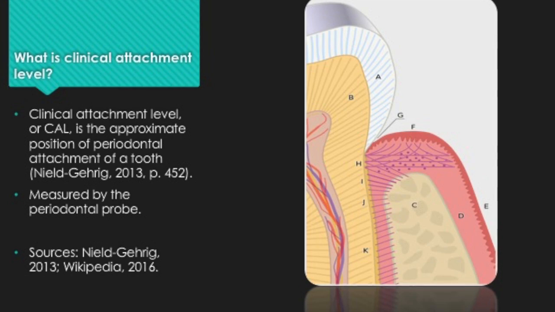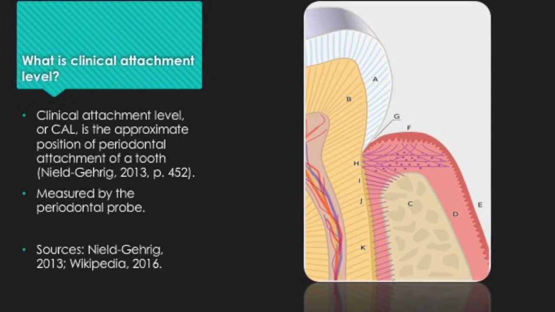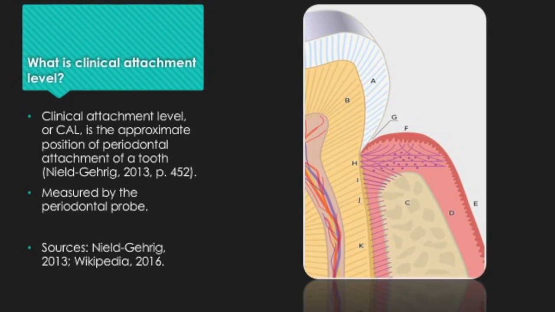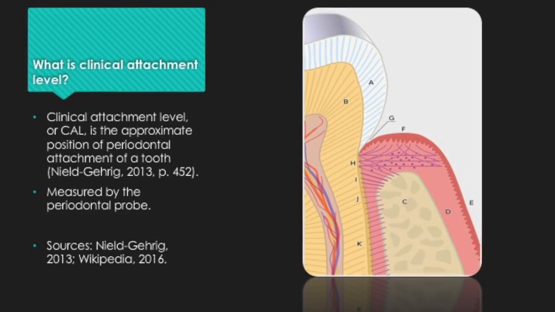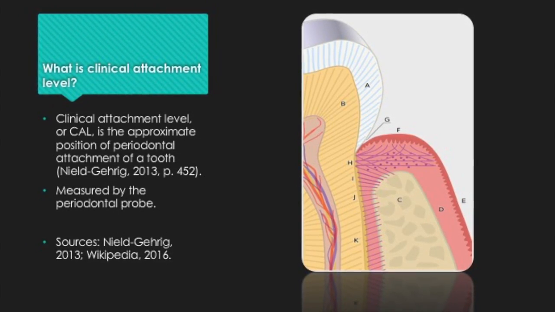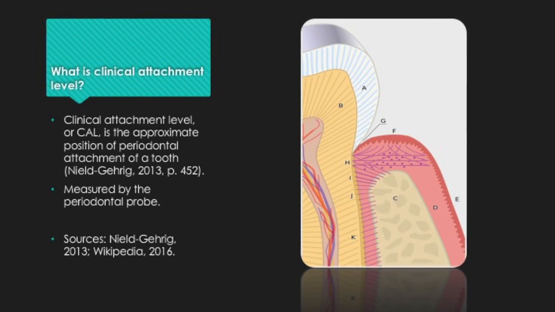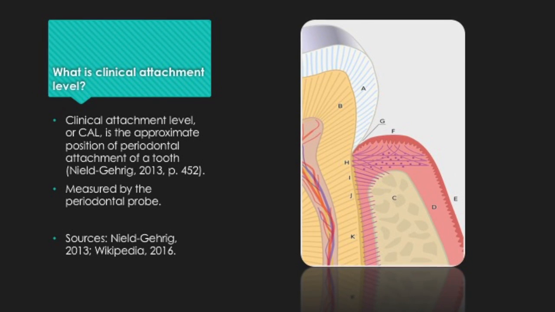Okay, so what is clinical attachment level? Clinical attachment level, or CAL, is the approximate position of periodontal attachment of a tooth, and that is measured by the periodontal probe. So essentially what we're looking for when we're measuring clinical attachment level is how much periodontal support a given tooth has.